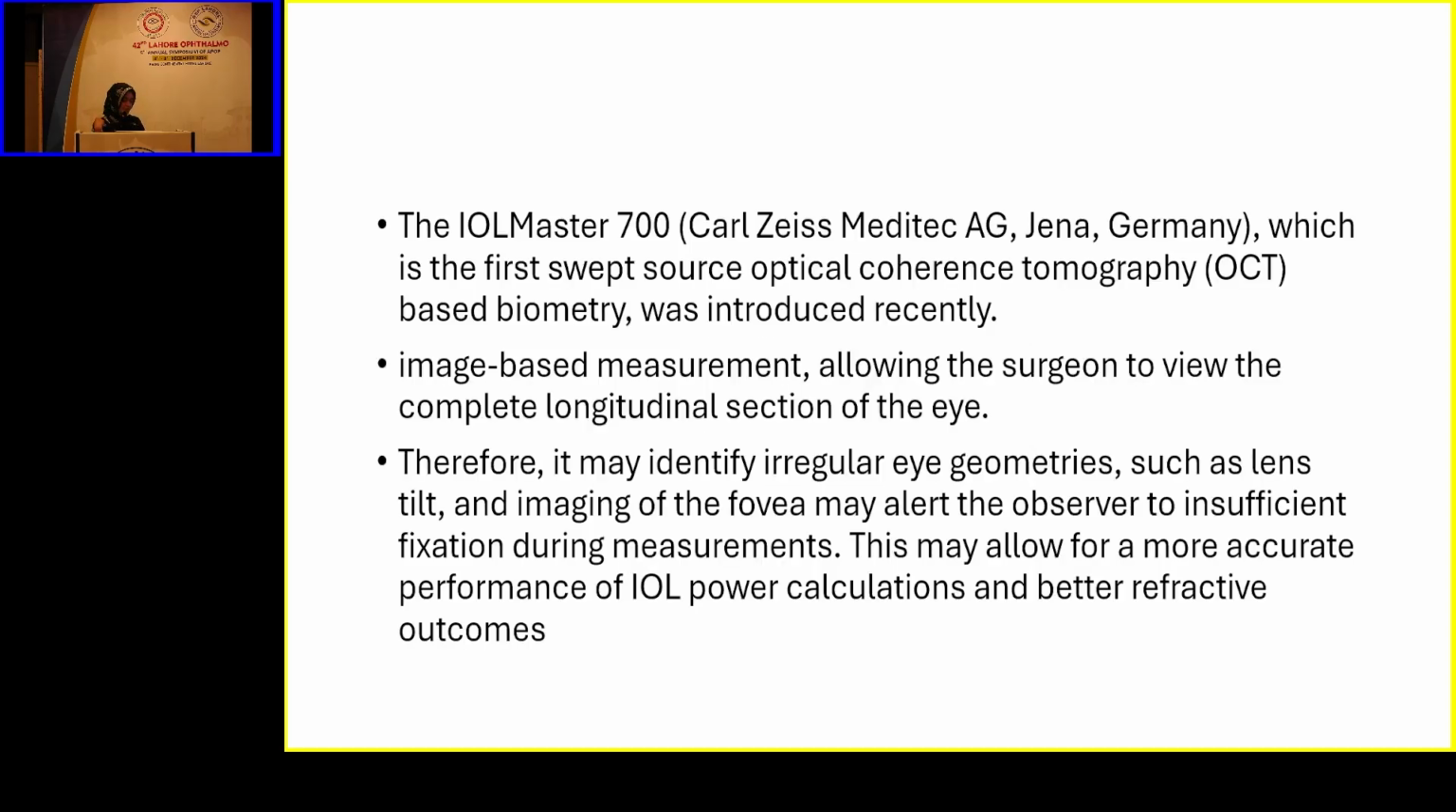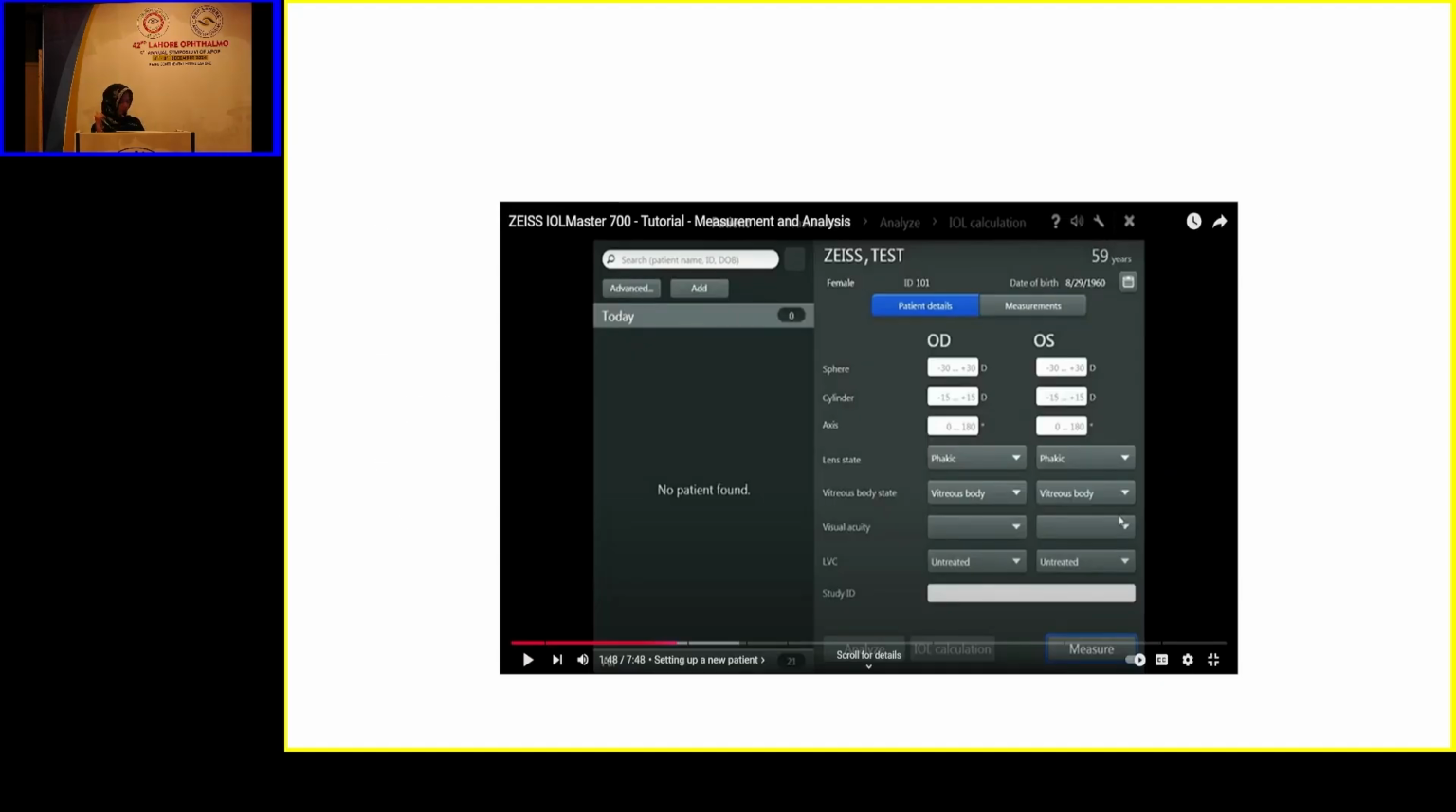IOL Master 700 is the first swept source OCT. It uses 1080 nanometers wavelength infrared light, which allows deeper penetration and more detailed reading. Therefore, it more accurately identifies irregular eye geometrics such as lens tilt. It also images the fovea, so it alerts the observer about poor fixation, subtle foveal macular disease, and all of these things can impair outcomes, particularly in patients who are going for premium IOLs.